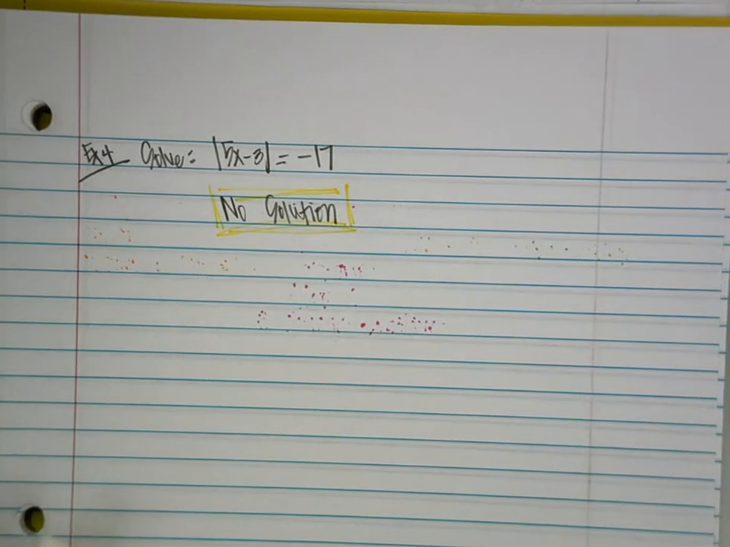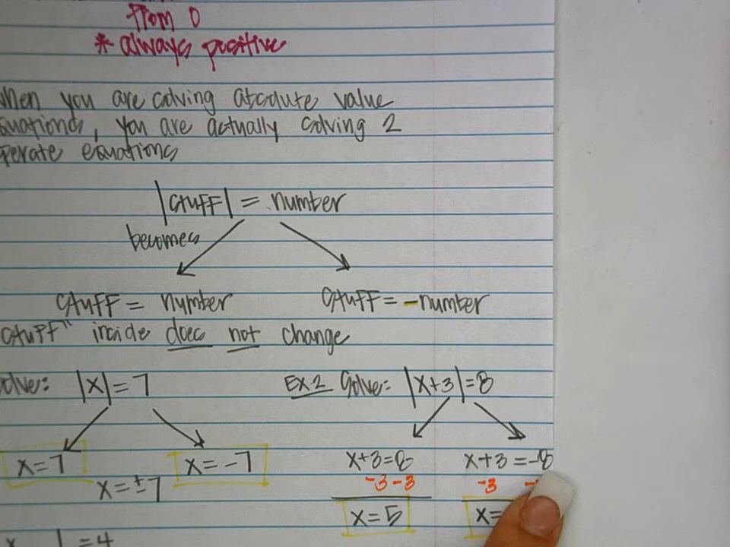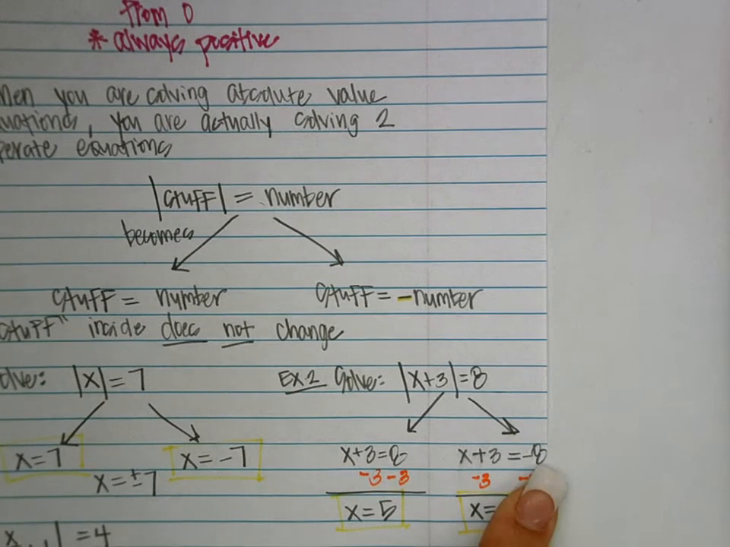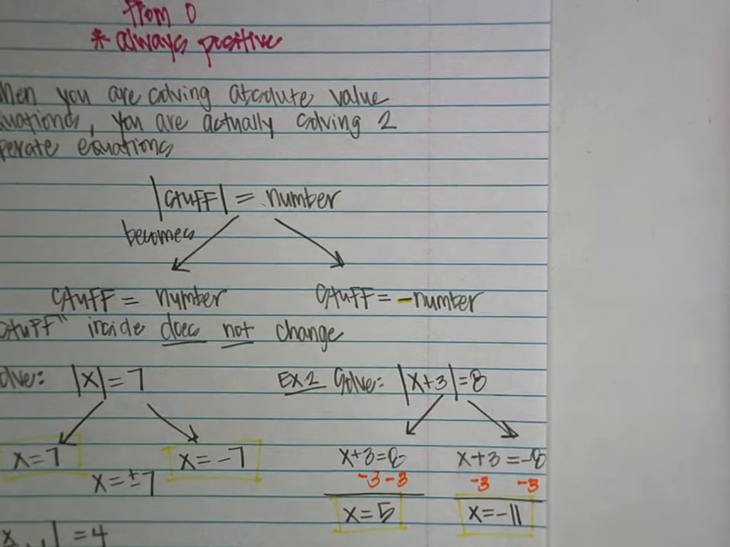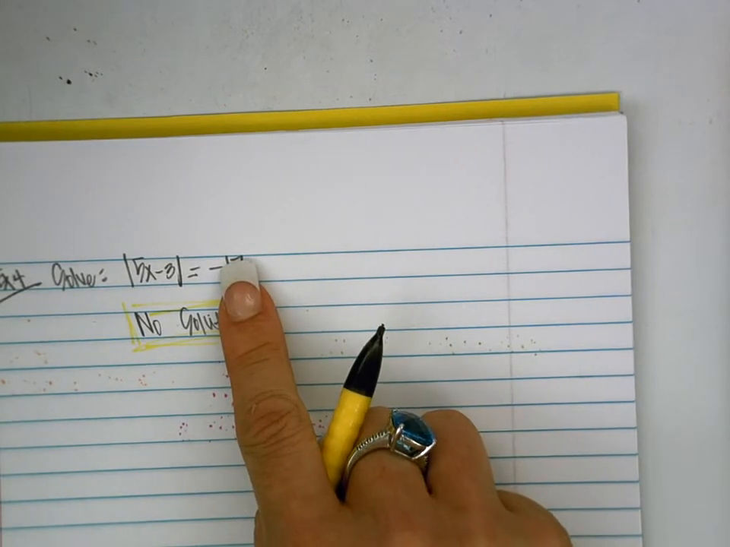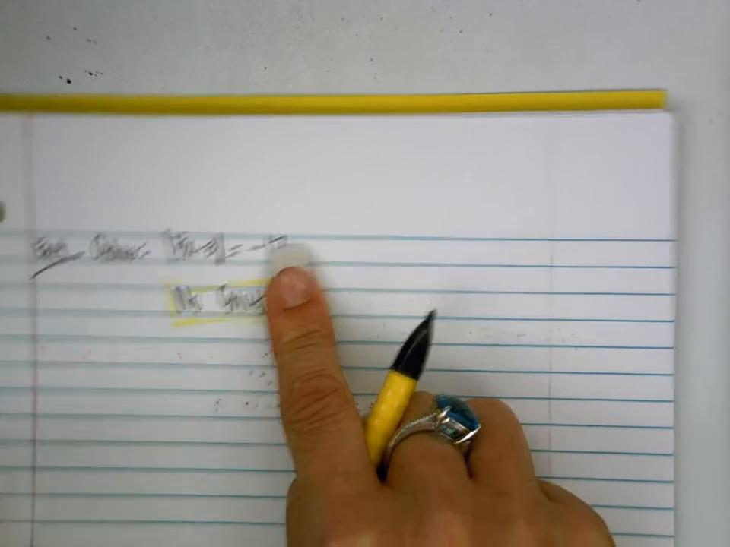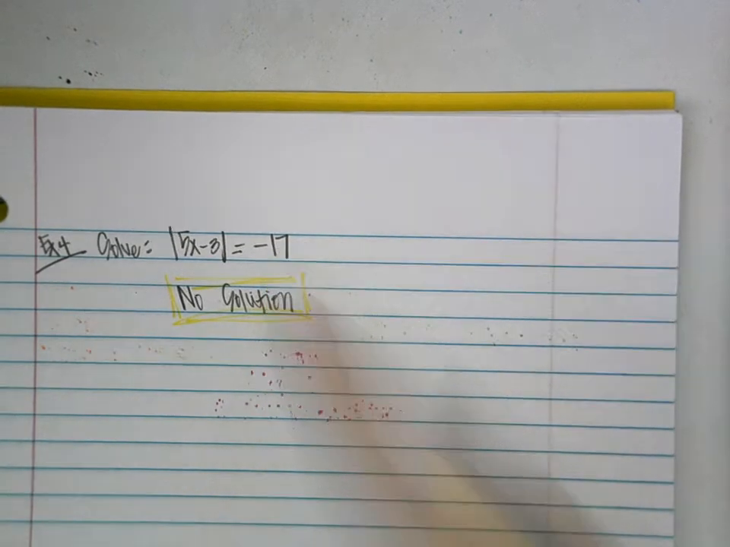Now, this is different than if you drop the bars. When you drop the bars, it can equal a negative because it's not the absolute value anymore. But when it starts in the bars, it cannot equal a negative answer. So be careful on that one because I tricked a lot of you. Please, please be careful. Okay, let's try another one.